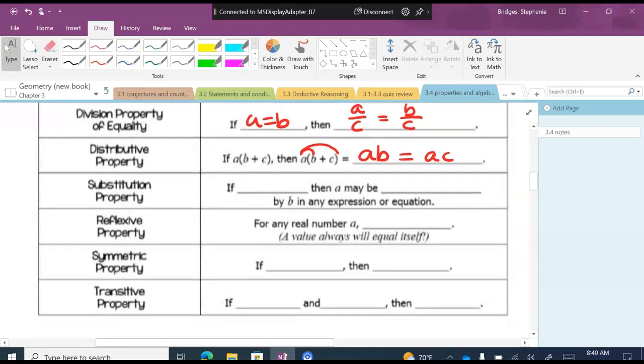Then you have the substitution property. Think about what it means to substitute. When you're playing football and you substitute one player in for another, what do you do? You switch them. You replace one with another one that's equivalent, right? So for the substitution property, if A equals B, then A may be substituted by B in any expression or equation. If A is equal to B, then you can replace A with B in any expression or equation.